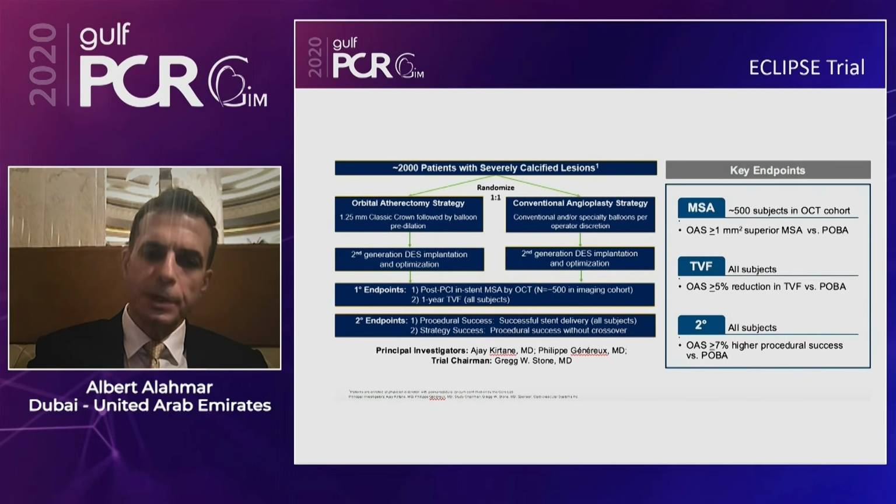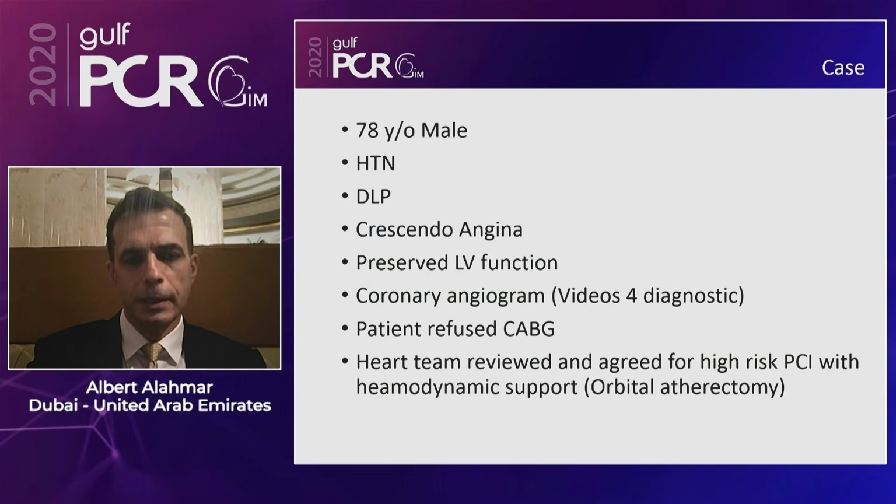So without going further in terms of introduction, I'll show you the case that we did in our center to demonstrate some of the advantages of this technology. The patient is 78 years old, male, hypertensive with dyslipidemia, had a crescendo angina for over a few months' time, transthoracic echo demonstrating preserved left ventricular systolic function. His coronary angiogram, I'll play it shortly to you, showing the extensive disease. He was offered surgery given the severe three vessel disease.